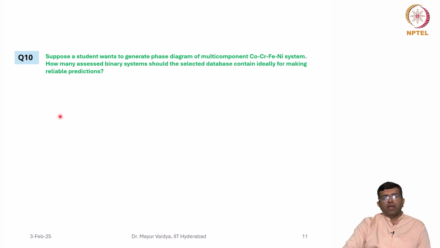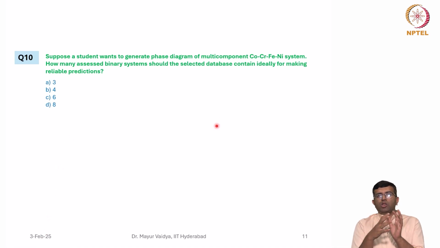Now, question number 10. Suppose a student wants to generate a phase diagram of the multi-component cobalt, chromium, iron, nickel system. How many assessed binary systems should the selected database contain ideally for making reliable predictions? Here it is a 4-component system. Ideally, what we need is all the possible binaries, if the information is available. That is the ideal case.